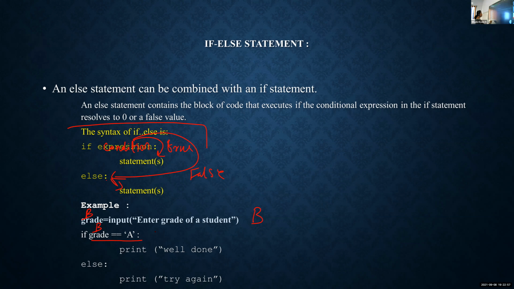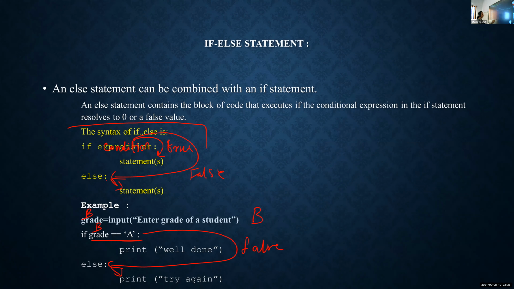So control moves to else part and it will execute print try again. That is, the output is try again. It will not execute this statement because here the condition is false. Here the condition is false because the inputted value is B, B is not equal to A. If it is A, then it will execute this well done. Here now the value is B, so B equal to A is a false statement, so it will execute print try again. So the output is try again.